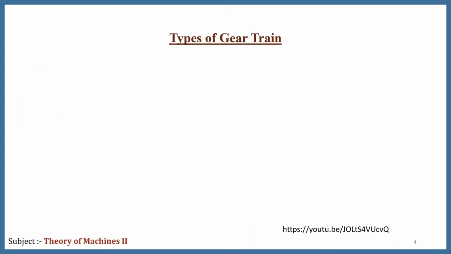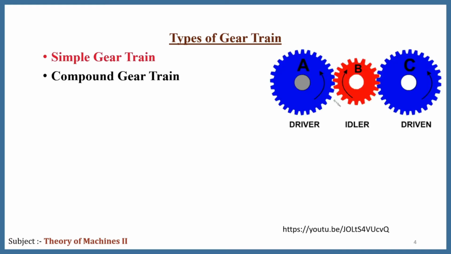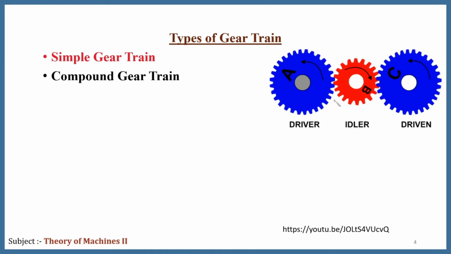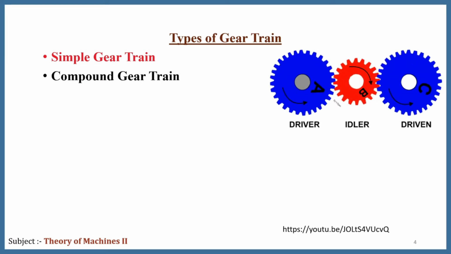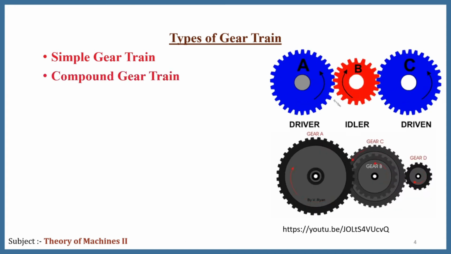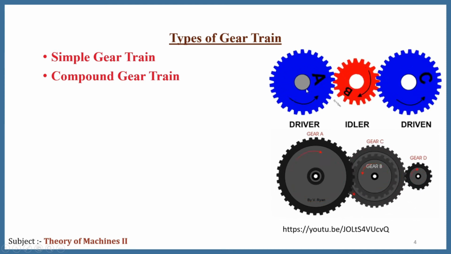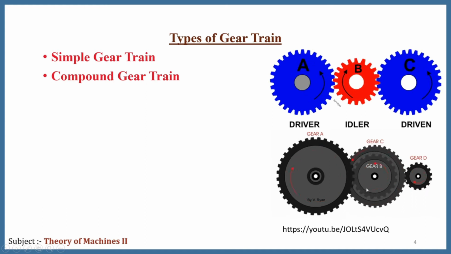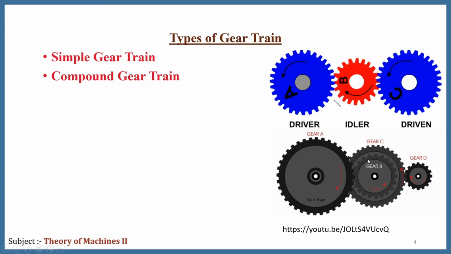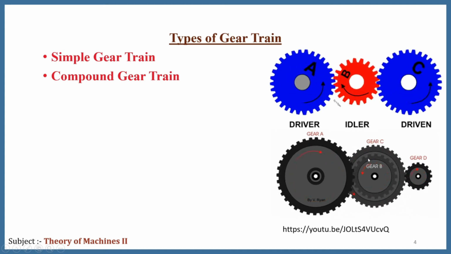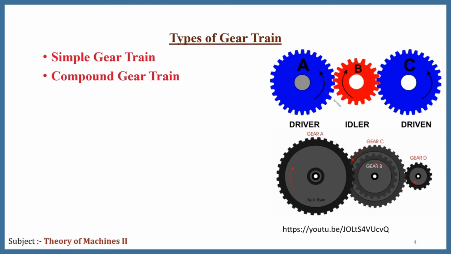There are several types of gear trains. One is the simple gear train, which is like this. The second one is the compound gear train. What is the difference between the simple gear train and the compound gear train? In a simple gear train, each shaft consists of a single gear. But in this case, you will find that gear B and gear C are mounted on the intermediate shaft, with more than one gear mounted on the intermediate shaft.